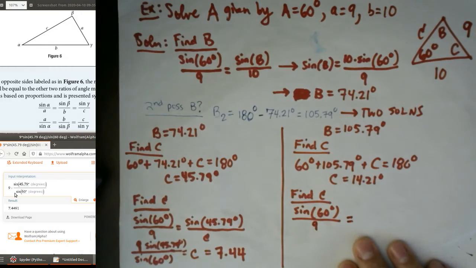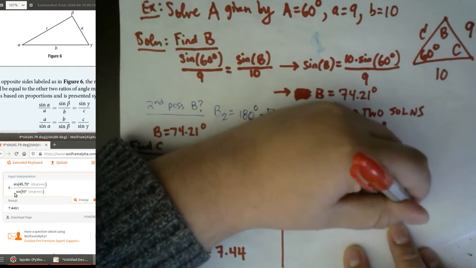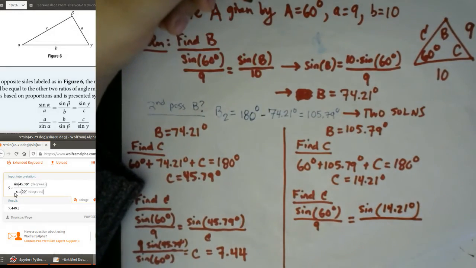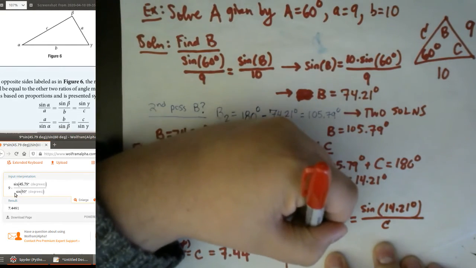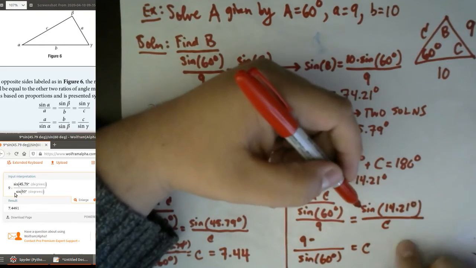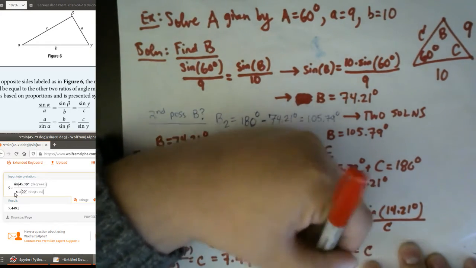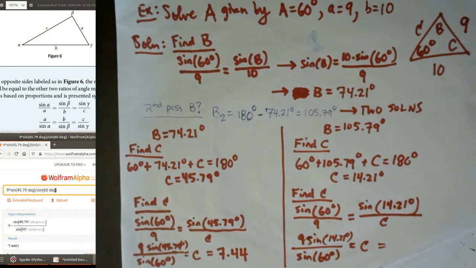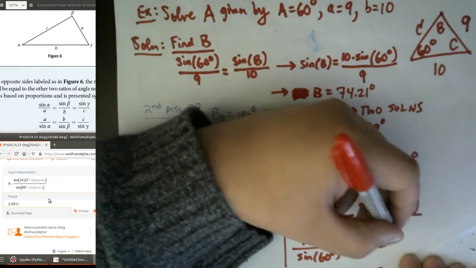So it's this over 9. And on the right side, I'll have sine of this new angle, this 14.21 degree angle, divided by little c. And again, I'm going to flip both sides. So I'll have 9 divided by the sine of 60. On the right side, the c would come up on the top, and then the sine of 14.21 would be on the bottom. I'm going to multiply that to the other side. And I'll get sine of 14.21 over there. And okay, I can compute that. 9 times sine of 14.21 degrees. Make sure you write DEG divided by sine of 60 degrees. And I get 2.55 as the side length.